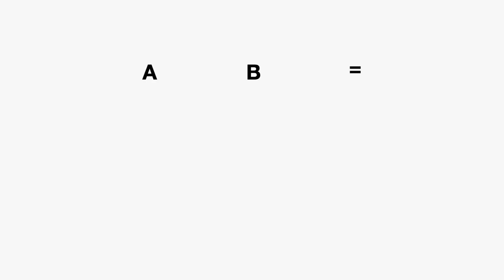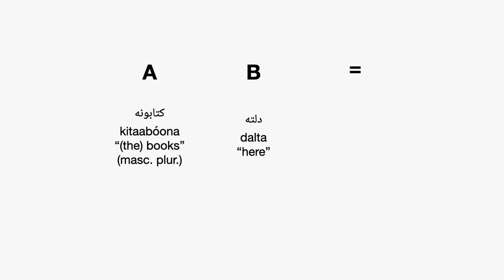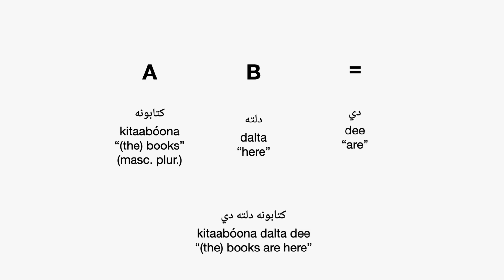Okay, to finish things off, let's just do a few more practice questions. Let's say we want to talk about kitabuna, the books. Notice in Pashto, this could either mean the books or just books in general. There is no definite article. There's no such thing as the in Pashto. It's a good thing to remember. And let's say the books are here, delta. So how do we finish this off? You can pause the video and try to remember. It's di. Kitabuna delta di. The books are here.